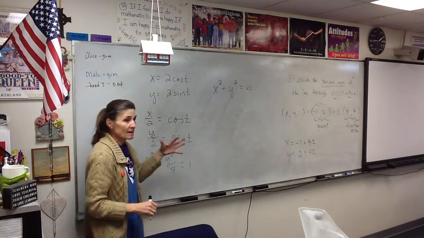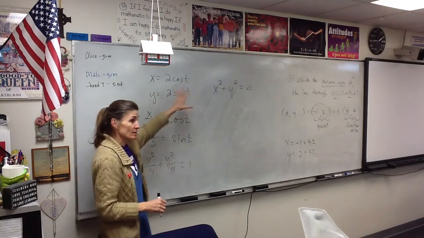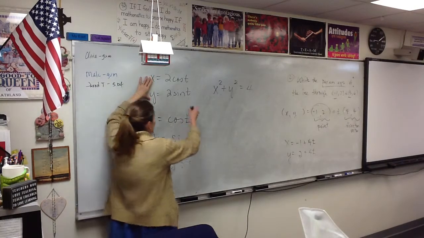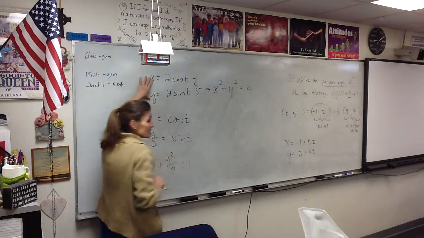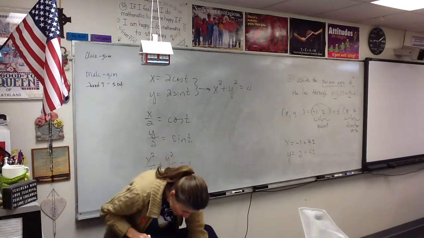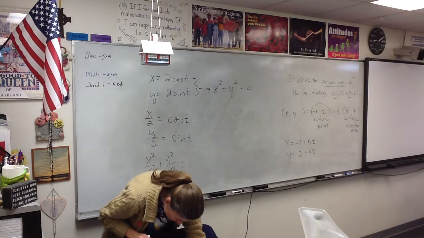Now, they told me that in the problem, but you're going to have to be able to do this, so I thought we'd run through it one more time. Start with these parametric equations. Ultimately, that's going to generate this equation right here. A circle centered at the origin with a radius of 2. Okay, now what does it say?